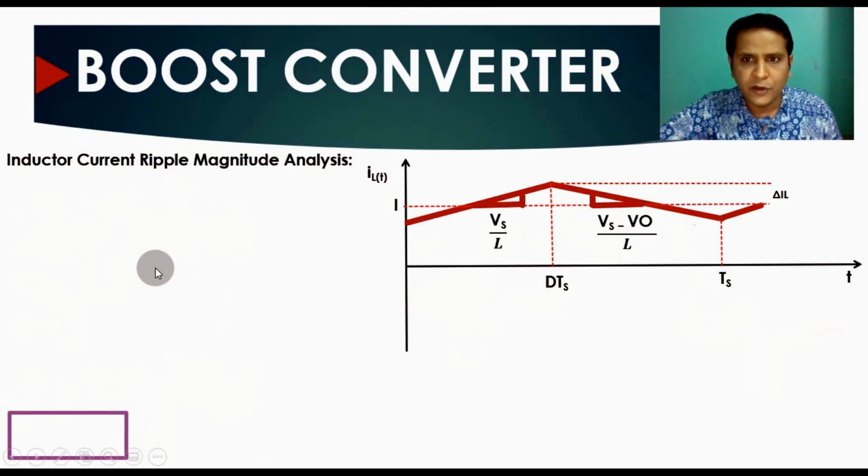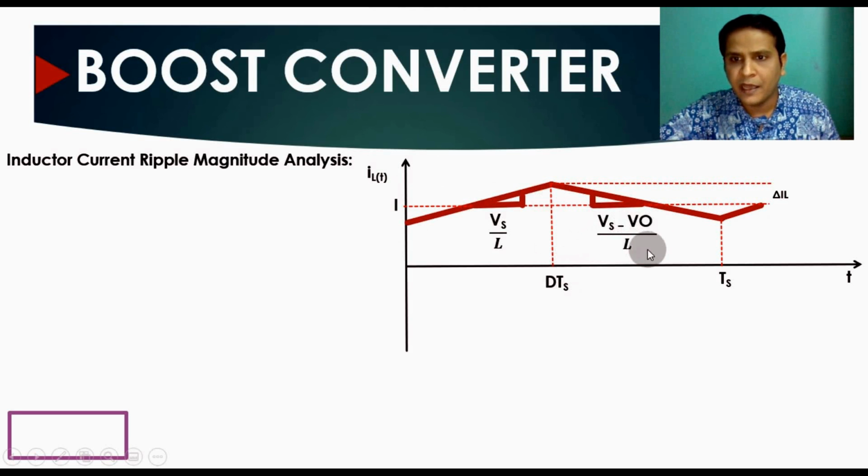Now, if you want to do inductor current ripple magnitude analysis, that means inductor ripple current analysis. So you have this slope. The current across the inductor is given by Vs divided by L for the on time, that is dTs, and the current across the inductor is given by Vs minus Vo divided by L for the off time, D prime Ts.